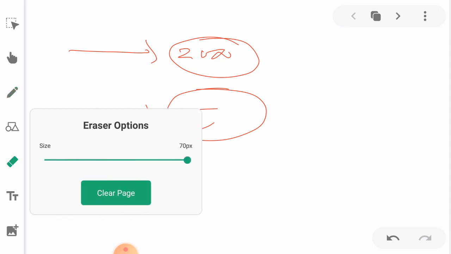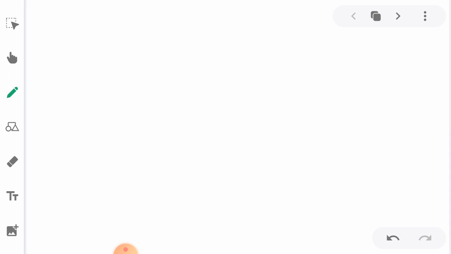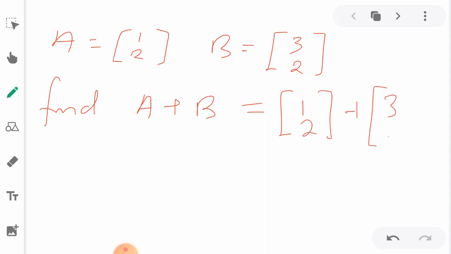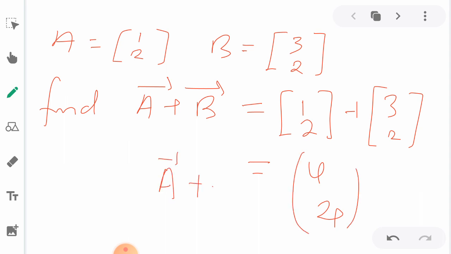Now, how do you deal with vectors? Two vectors can be added, can be subtracted, can be multiplied, can also be divided. Let's say vector A is equal to (1, 2) and vector B is equal to (3, 2). Find A plus B. So A plus B is equal to vector A, which is (1, 2), plus vector B, (3, 2). Vectors are written in form of matrices. So there's an arrow there to mean that it's a vector. So 1 plus 3 is 4. 2 plus 2 is also 4. So this is A plus B.